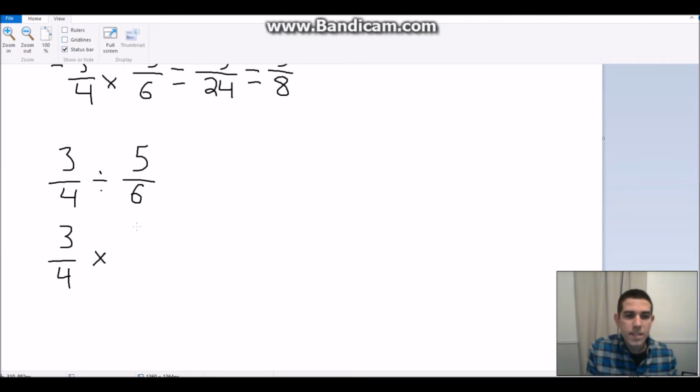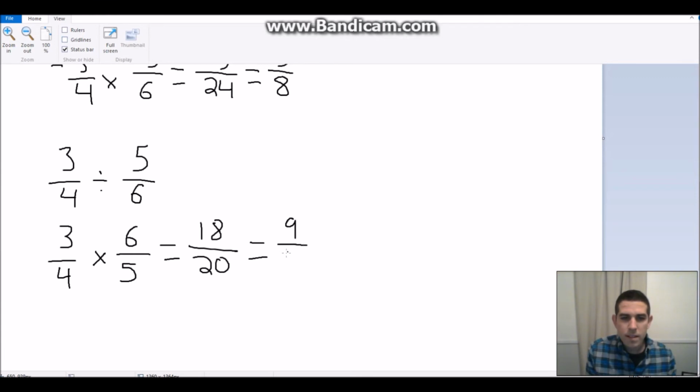So I'll flip it to, instead of 5/6, 6/5. You see that? I flipped the second fraction. That's it. Keep, change, flip. And now it's a multiplication problem. So what's 3 times 6? 18. And what's 4 times 5? 20. And that simplifies. Let's see, I can simplify that to 9/10 if I want to.